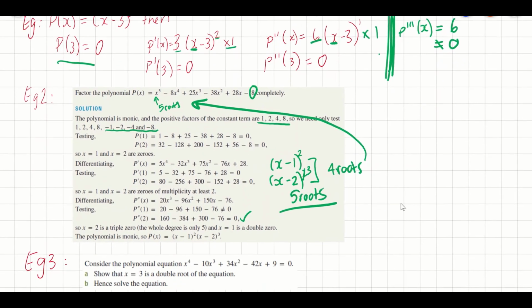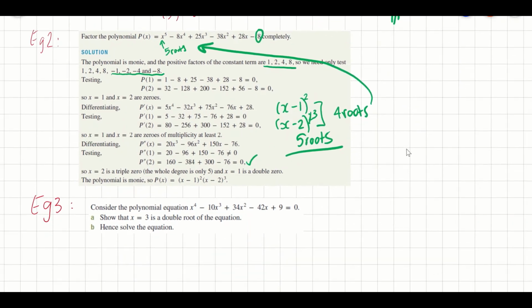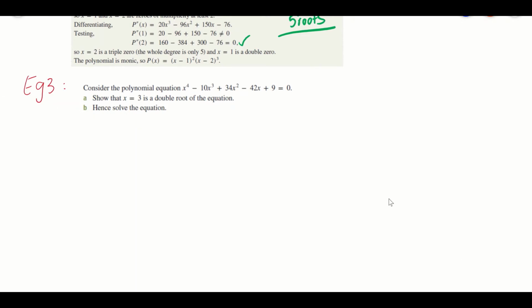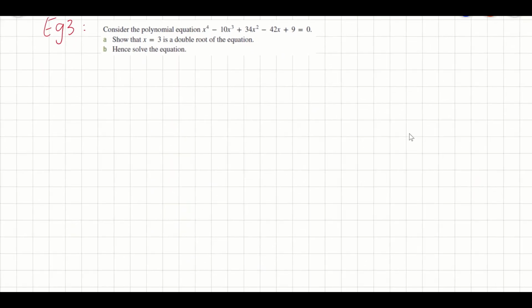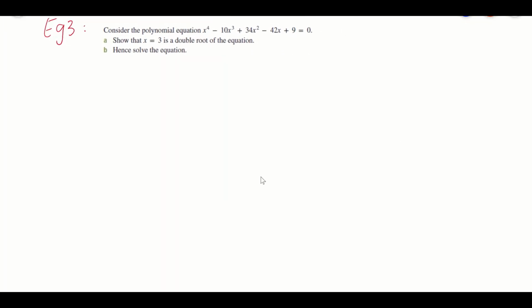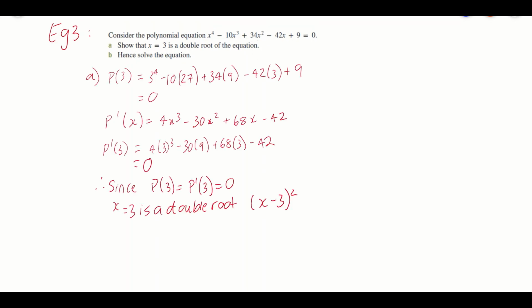All right, what I want you to do is have a look at example 3. So it says, consider this polynomial, show that x minus 3 is a double root, and then hence solve the equation. Okay, so pause the video if you'd like to have a go at it. Otherwise, I'm going to jump into my solution very soon.